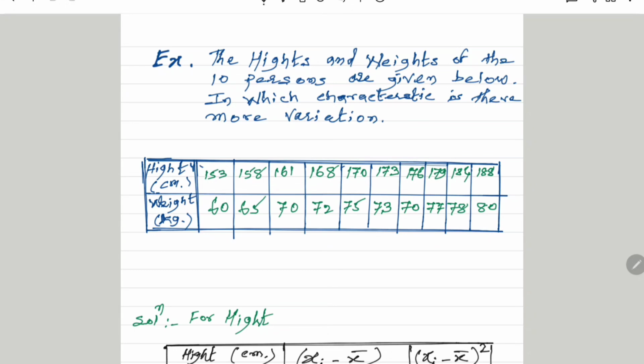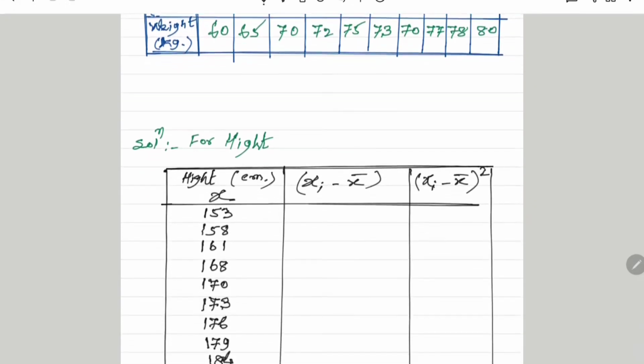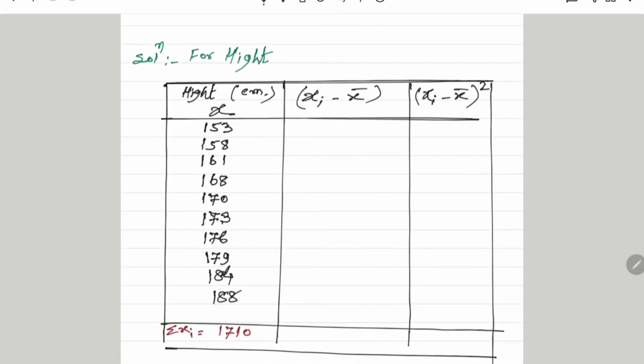Height in centimeters for the 10 persons are 153, 158, 161, 168, 170, 173, 176, 179, 184 and 188. And the corresponding weights in kg are 60, 65, 70, 70, 72, 75, 73, 70, 77, 78 and 80. Then, to obtain CV, we make a table for height.